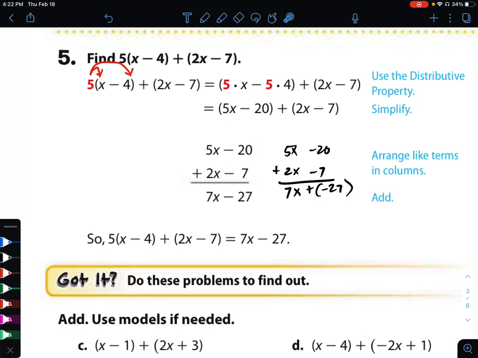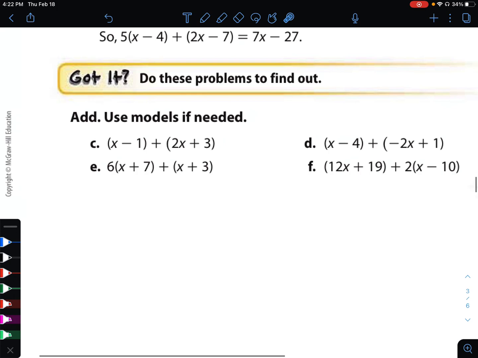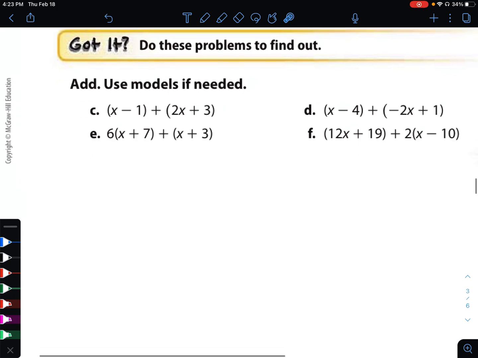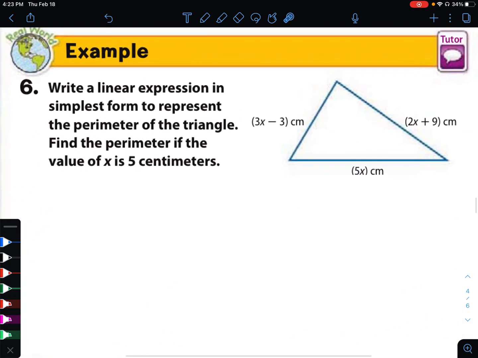So when we have 5 times the quantity x minus 4 plus the quantity 2x minus 7, the sum is 7x minus 27. Do the guided problems and let's see if you understand examples 3 to 5. And finally, one word problem, and we'll talk about perimeter.